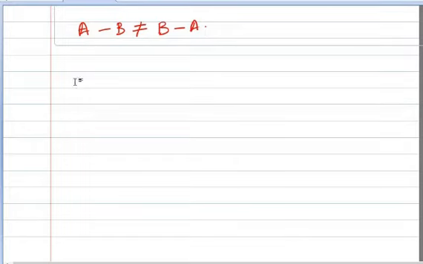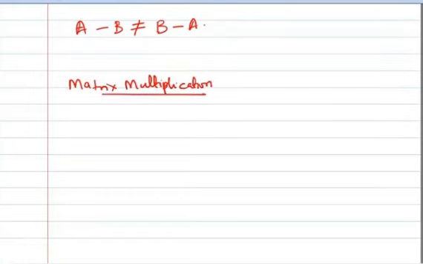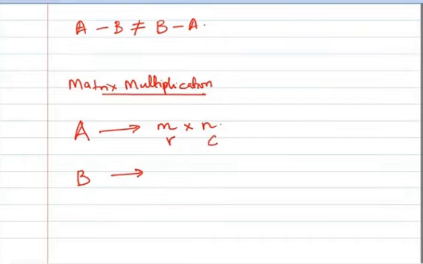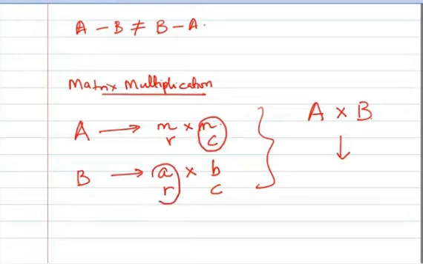Next is matrix multiplication. You have a matrix A and matrix B. The order of matrix A is m into n, m cross n. So what is this m? It is the number of rows, and n is the number of columns of matrix A. You take another matrix B, the order of the matrix B is a cross b. So a is the number of rows and b is the number of columns. The matrix multiplication A cross B is possible only if the number of columns of the first matrix is equal to the number of rows of the second matrix.